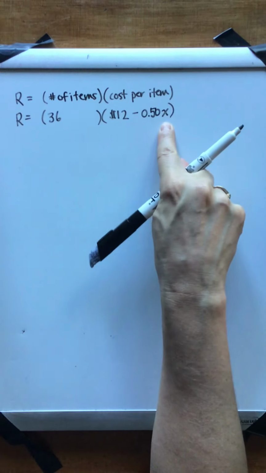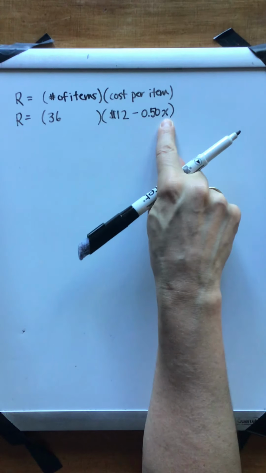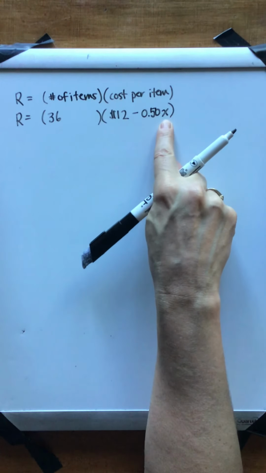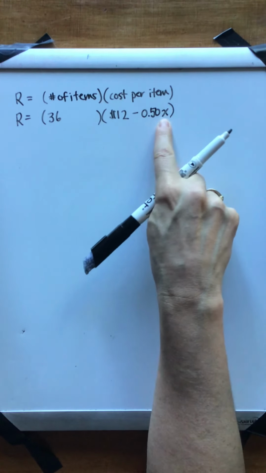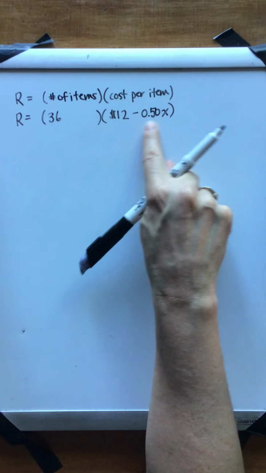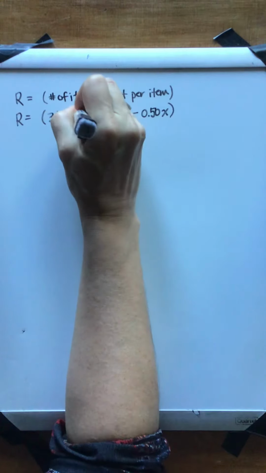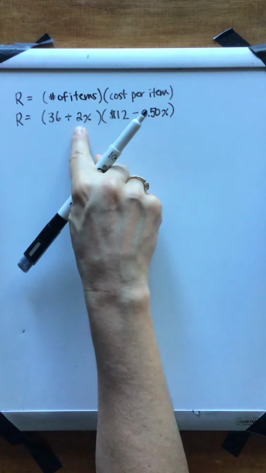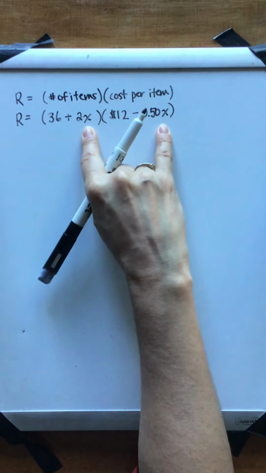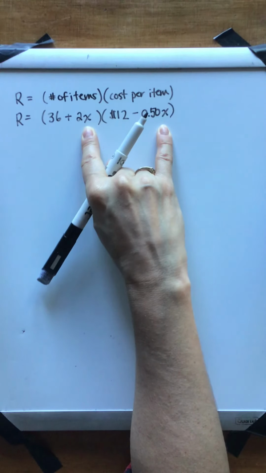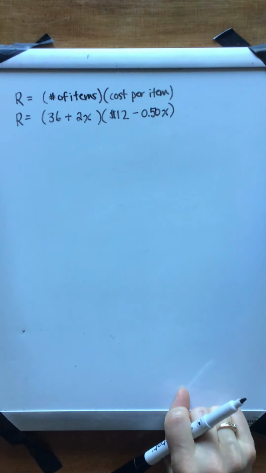I'm going to put an X with it because if X is 1, that would be 1 50-cent decrease. If X is 2, it would be 2 50-cent decreases, 3, and so on. So every time a 50-cent decrease occurs, the number of skate rentals goes up by 2, and 2 times the number of 50-cent decreases, you see. So I can put an X in both places.